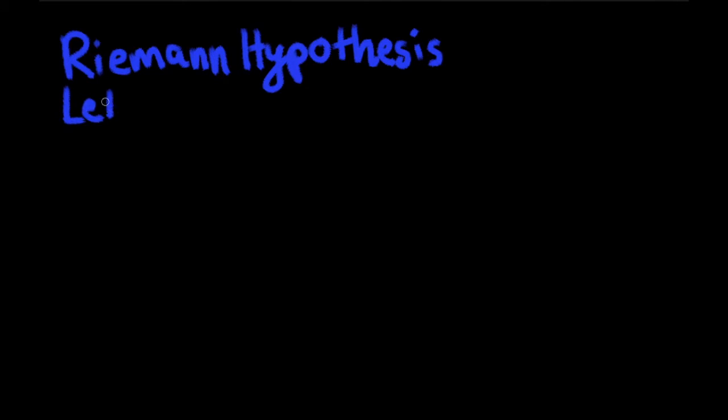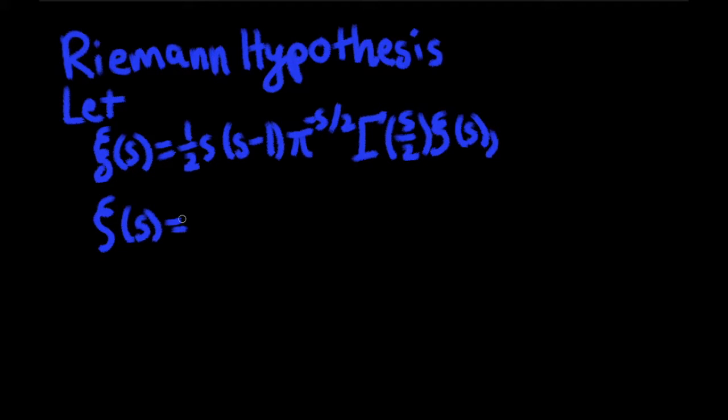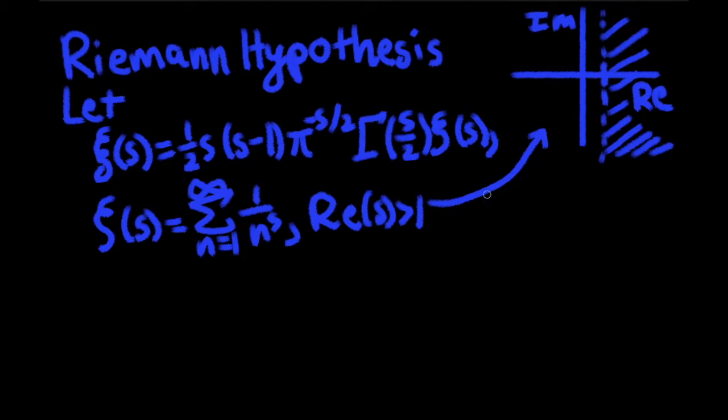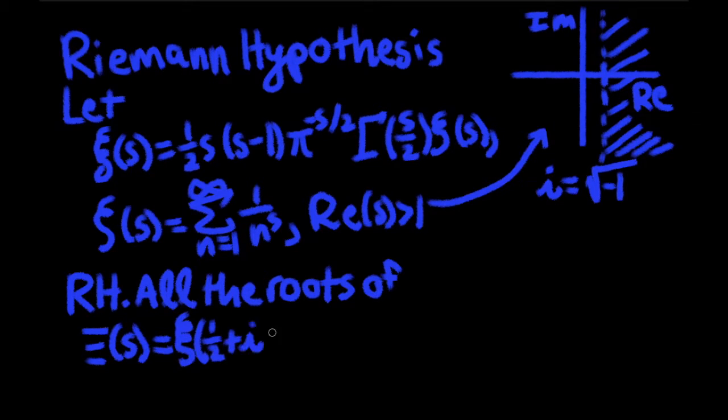The Riemann hypothesis is such a challenging problem, so let's state it. Let the xi function be the function written above. It's quite complicated. The most complicated part is this Riemann zeta function, which is the sum given there for only real part greater than 1. So you can see there in the complex plane, we can look at all values strictly greater than 1. Remember that i is equal to the square root of -1. Given all of this, the Riemann hypothesis states that all the roots of big xi are real.